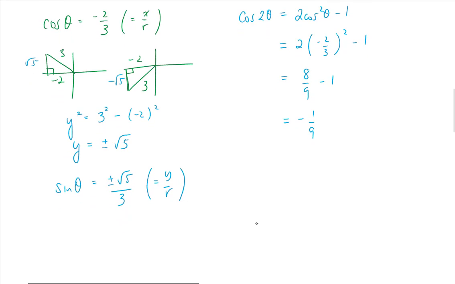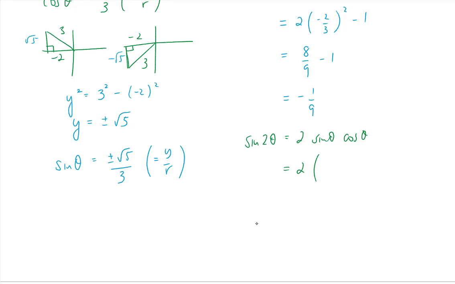Let's look at sine 2 theta. This one's a little bit more interesting. We know that sine 2 theta is equal to 2 sine theta cos theta. So we have 2. Remember that sine theta is actually plus or minus root 5. There's two answers for that. Times cos theta, which is negative 2 over 3. So we have 2 times plus or minus root 5 times negative 2. So this is plus or minus 4 root 5 all over 9.